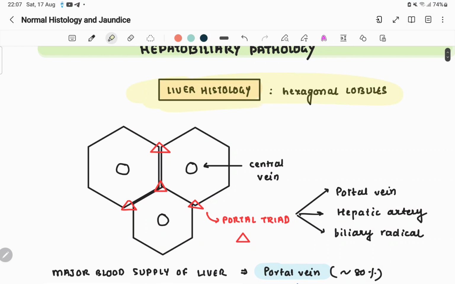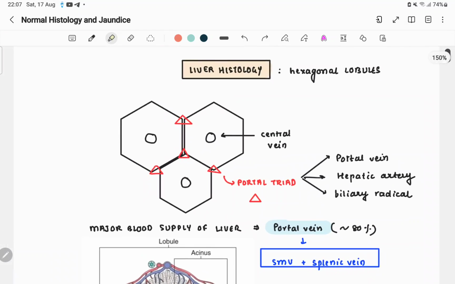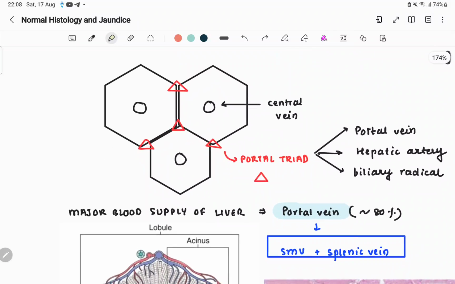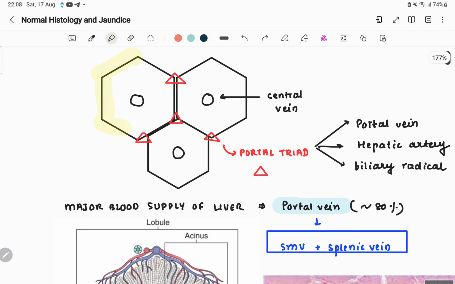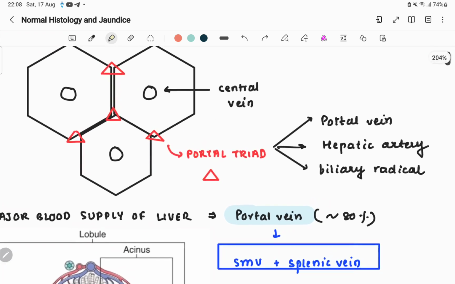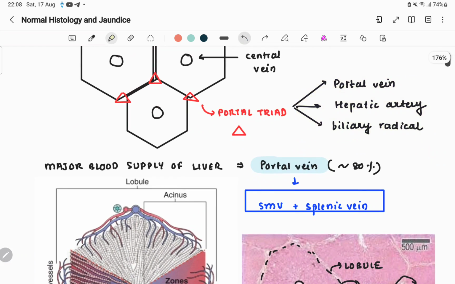So, liver histology. We have hexagonal lobules. This is the normal histology of the liver. Between the hexagonal lobules we have the portal triad. What does the portal triad consist of? Portal vein, hepatic artery, and biliary radical, that is the bile duct. We say bile duct, but biliary radical is a better term.